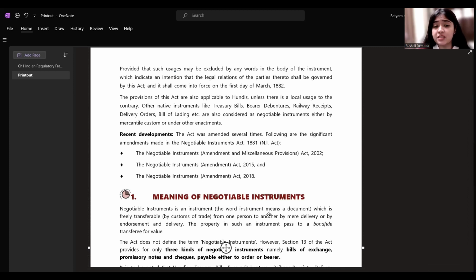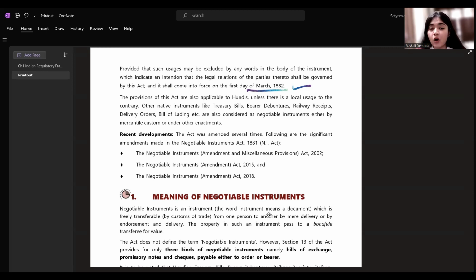Provided that such usages may be excluded by any words in the body of the instrument which indicate an intention that the legal relation of the parties thereto shall be governed by this act, and it shall come into force on the first day of March 1882. So this act came into force on 1st March 1882, and they have mentioned that if the instrument is there, there should be an indication that this is under the act. All the things provided in it should be taken into consideration, right? The parties have the legal relation and an intention to transact with each other, that is given, and this act came into force on 1st March 1882.